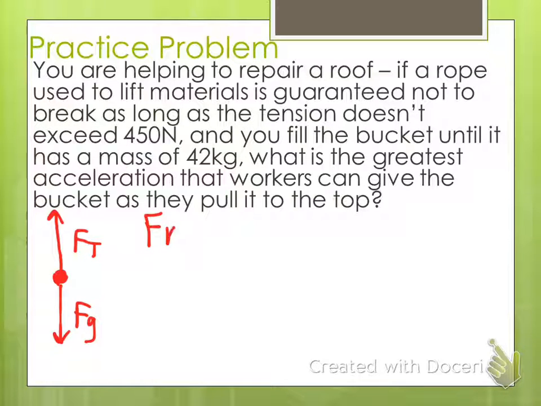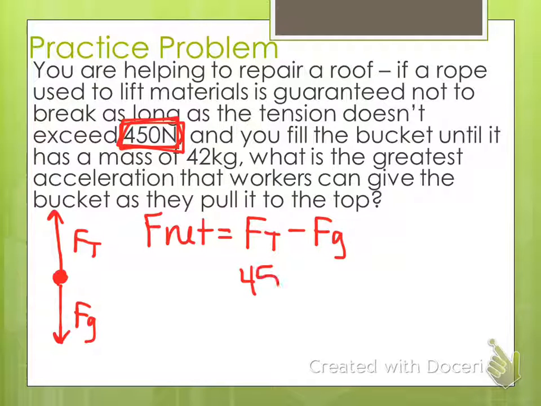Our net force is upwards minus downward. Okay? That's the two steps that hopefully you are getting kind of on your own. We draw the diagram and then we draw our net force equation. It tells us here that our tension cannot exceed 450. So we're trying to find the maximum acceleration to match the maximum tension. So we're going to go ahead and plug in 450 newtons here as our tension force, because we want to see if our tension reaches 450, what's the biggest acceleration that we can have.